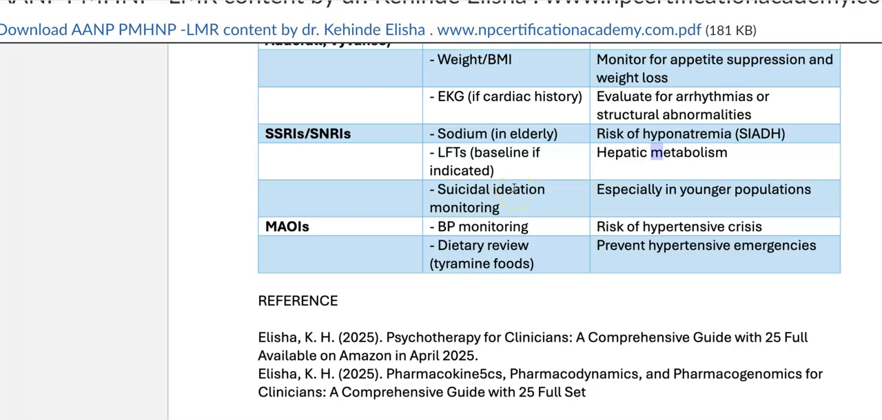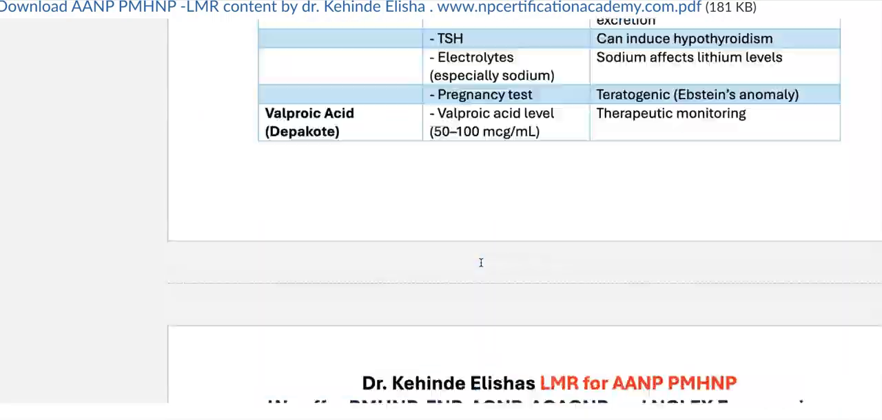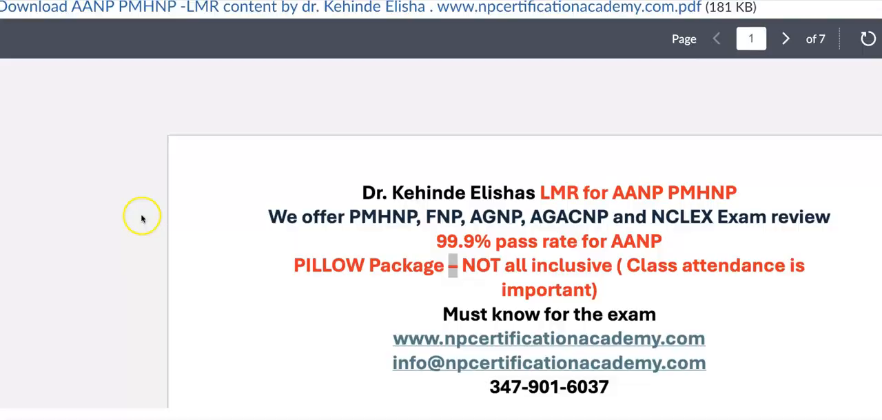Monitoring for SSRI or SNRI for those patients on it. MAOI: we have to monitor blood pressure, dietary review, timing, tyramine-containing food. So if we raise them, we put them at risk for what? Hypertensive crisis. Risk of hypertensive crisis, prevent hypertensive emergencies. Okay, so that is pretty much that for this content.